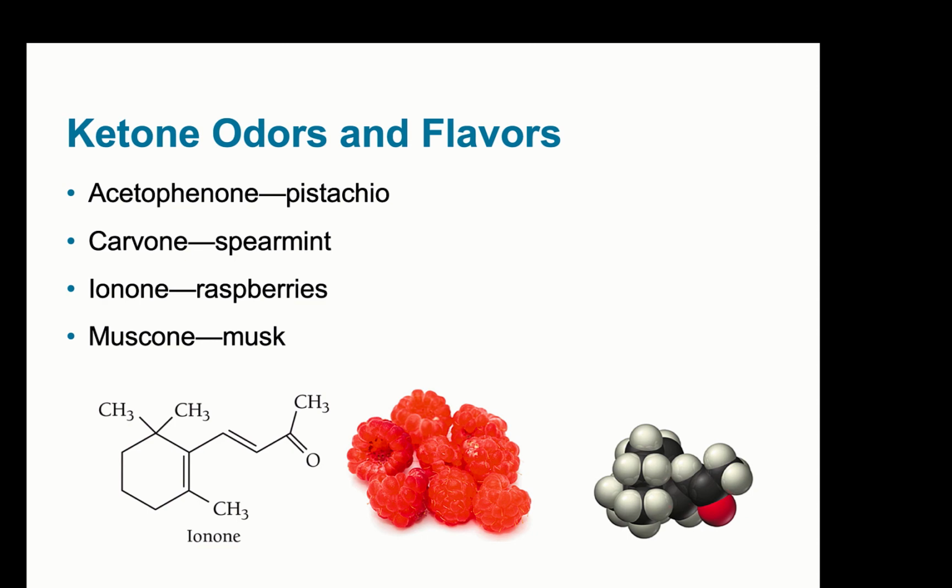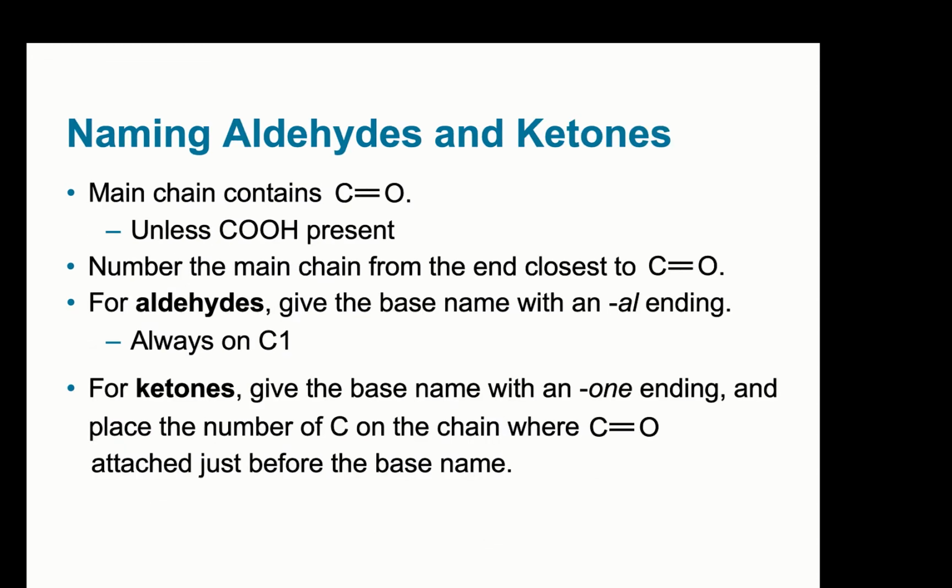Other ones: acetophenone is pistachio, carvone is spearmint, peppermint's different, that's methyl salicylate, so that's an ester. Ionone is raspberries, and muscone is musk.